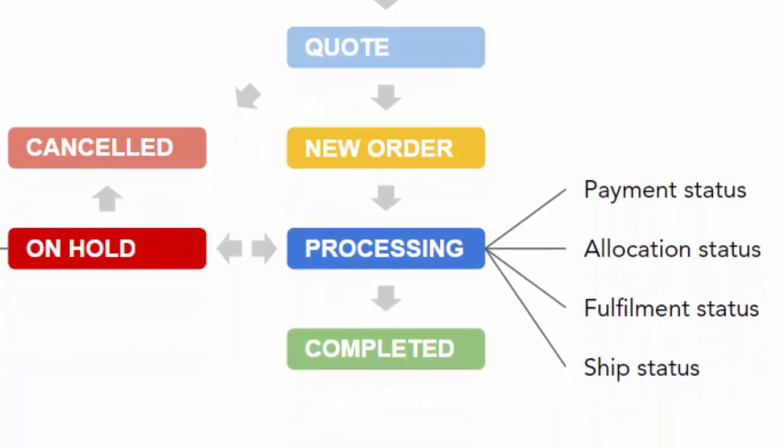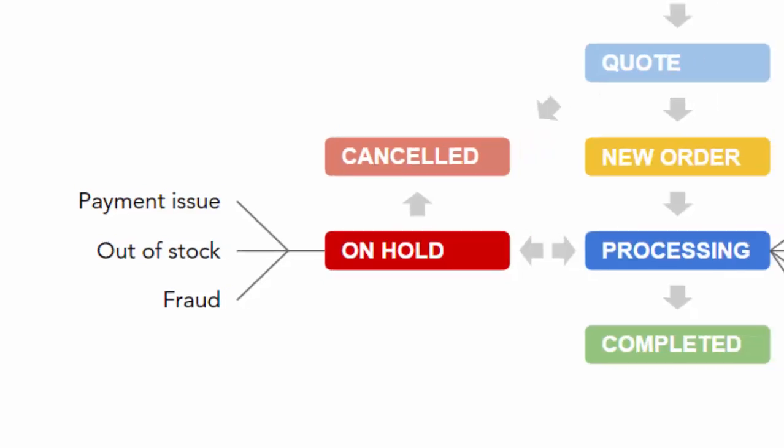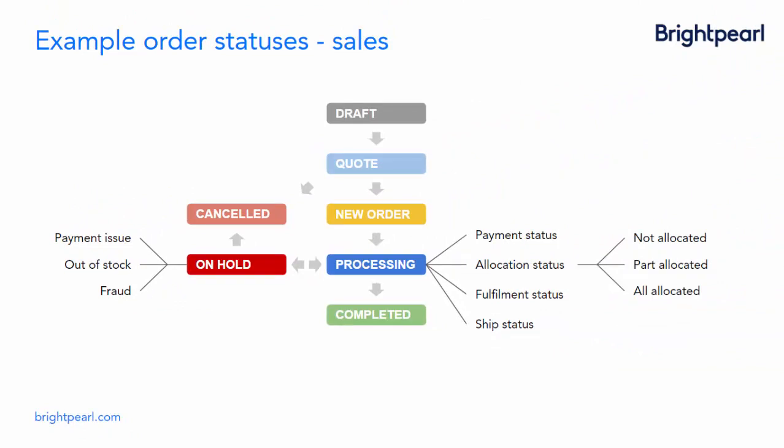If there are issues, you'd move it across to on hold. You can use this status in conjunction with a custom field or order notes to give more detail, perhaps a payment issue or items are out of stock. And then, when the order is fully shipped and invoiced, you mark it as completed.